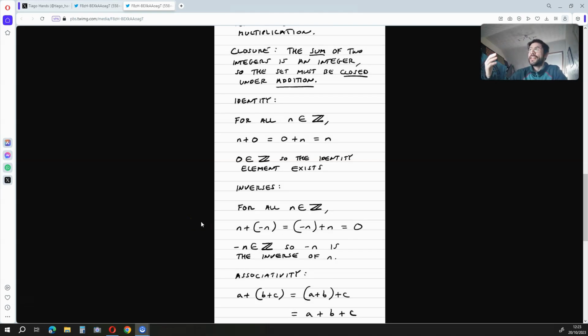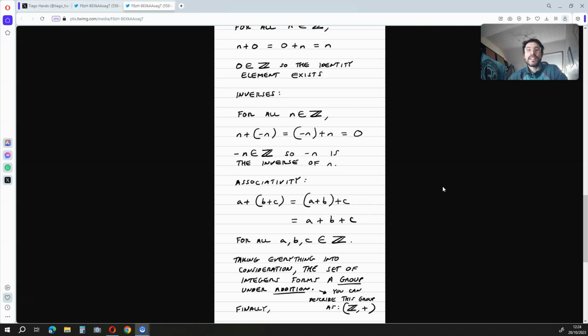Okay, let's check the identity element. For all n, which are elements of the integers, n plus 0 is equal to 0 plus n, which is equal to n. Now, 0 is an element of the integers, so the identity element exists. Now, let's check out the inverses axiom. For all n, which are elements of the integers, n plus minus n is equal to minus n plus n, which is equal to 0. Now, minus n is an element of the integers, so minus n is the inverse of n.